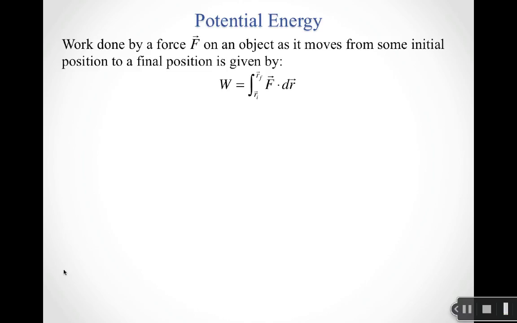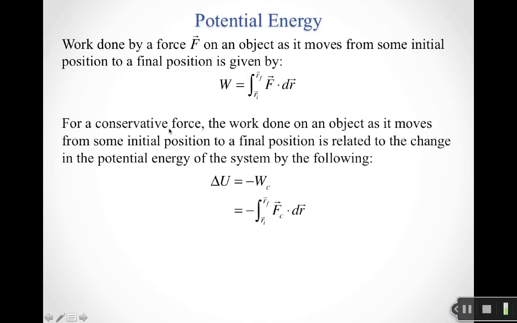All right, so building off of our definition for work, we can start to talk about potential energy. In general, the work done by some force F on an object as it moves from an initial point to a final point is given by the following. This is the most general expression, so F can vary. Again, we take the dot product of that force with our tiny infinitesimal displacement, and then add that up as we go from some initial position to some final position.